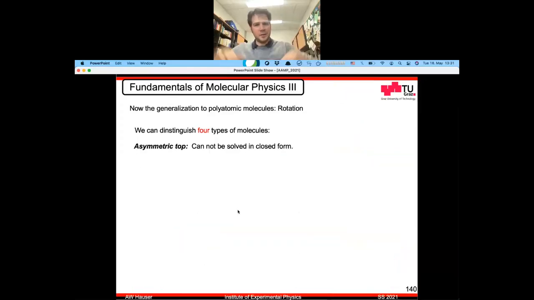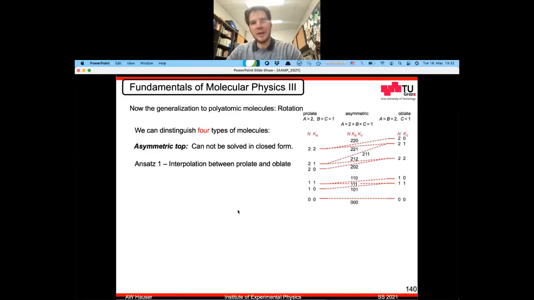And the final class of molecules that we have to discuss are these asymmetric tops. And so these are molecules where our 3 values for the diagonalized moment of inertia tensor are different. So IA is different from IB, different from IC. And in this case, this can't be solved in a closed form.